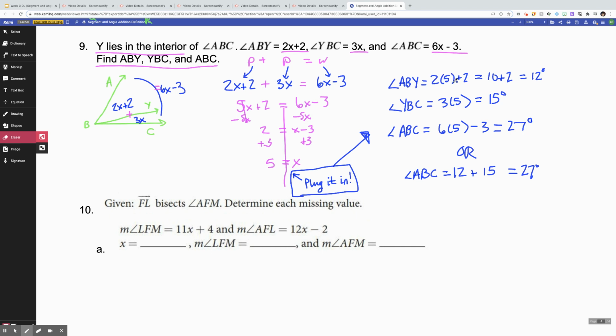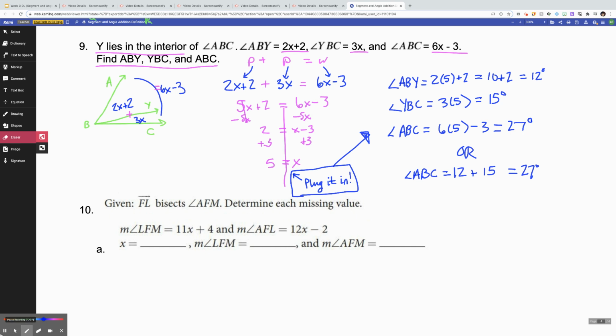So for ABY, you have 2 times 5 plus 2, which is 12. For YBC, you have 3x, so 3 times 5 is 15. And then for ABC, you can do this one of 2 ways. You can either plug x into the expression they give you, so 6 times 5, 6x minus 3 is 27, or since I know that ABC is the sum of its 2 smaller parts, you can just add the 2 parts together, and you get the same thing. All right, so I need to clear my screen, and then we can try the next one.